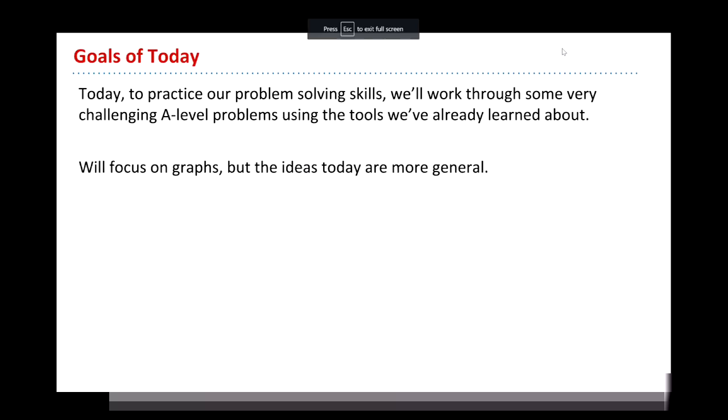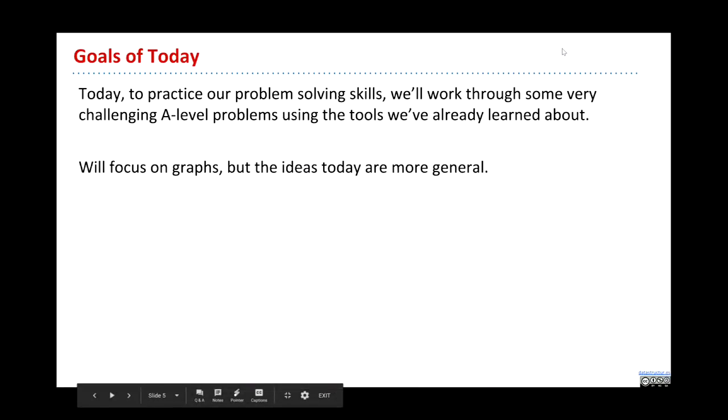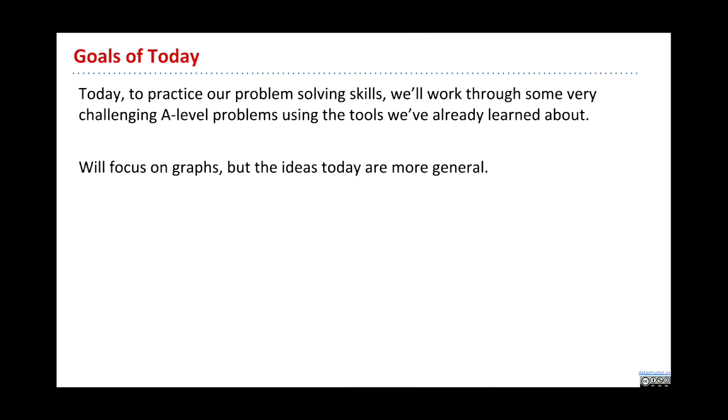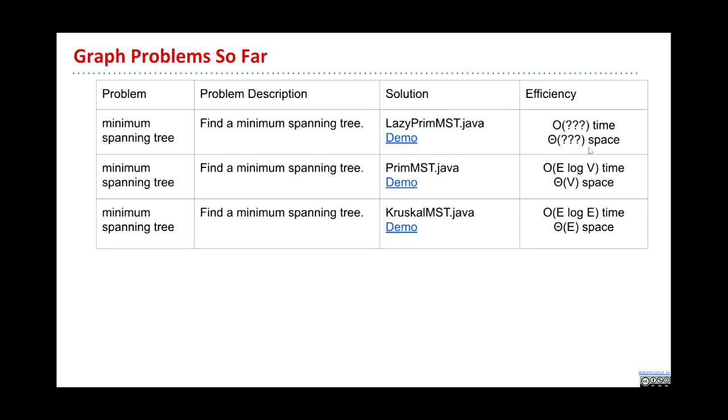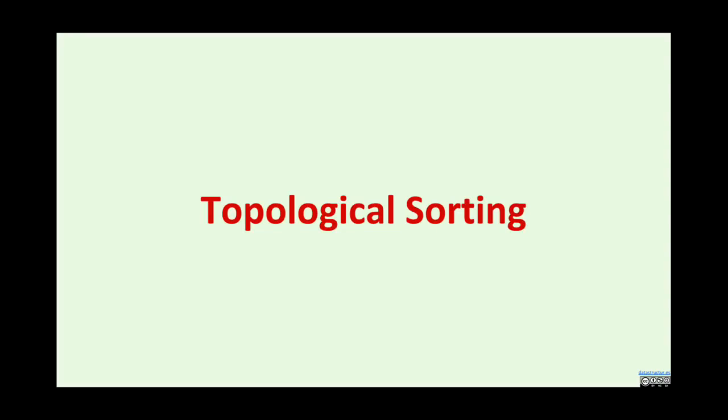Okay, so what we're going to do the rest of the day is we're going to solve some pretty challenging kind of A-level problems, mostly on graphs, just to practice and think about how we can solve problems. Okay, so remember we have all these different graph problems. We have path, shortest weighted path. Those are A-star, Dijkstra's, and so forth. We also talked about spanning trees. We had Prim's algorithm, Kruskal's algorithm. And so now we're going to start talking about just some other interesting problems. So let's imagine, all right, now finally I've set the stage for our day, somewhat lamely.